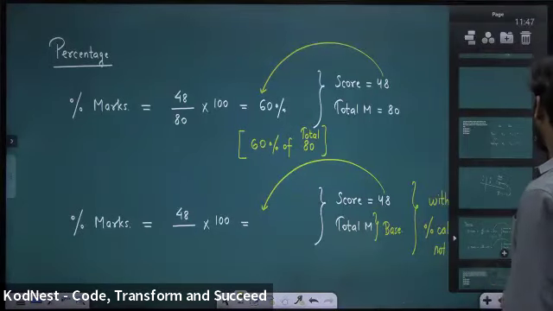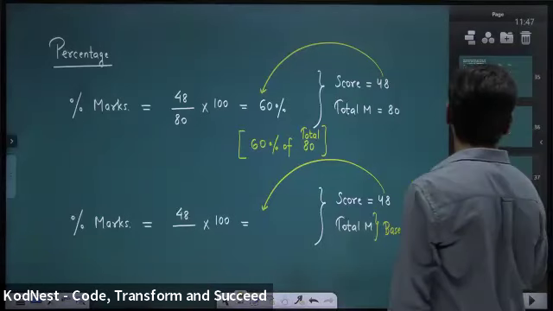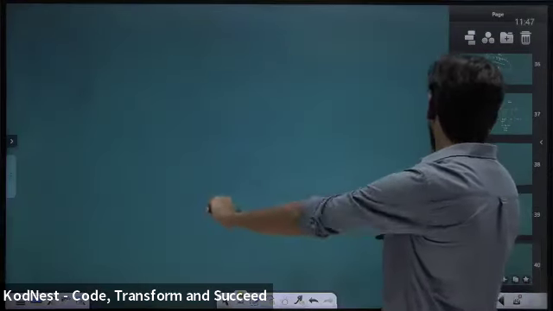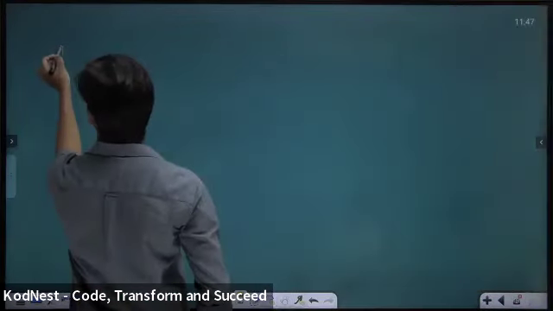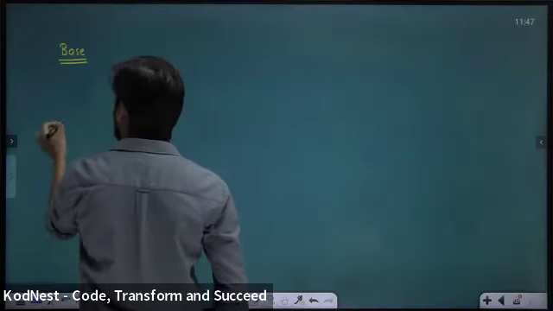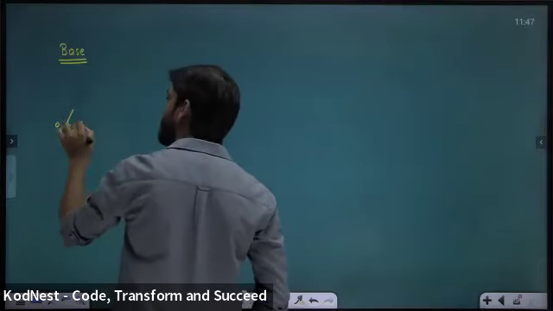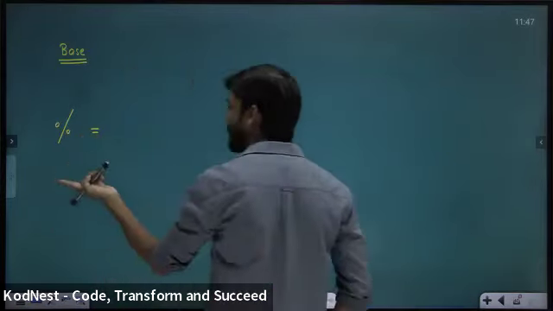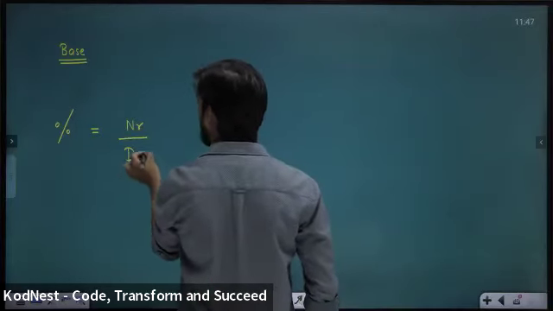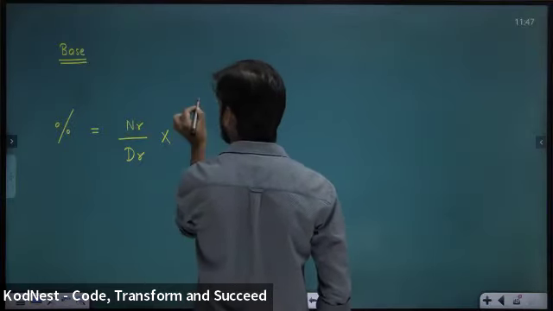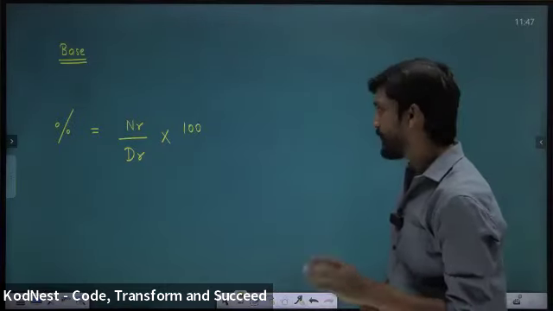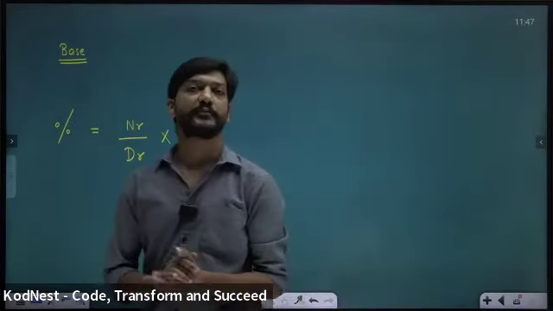All right. Okay. So base is very important. My dear, any percentage will have the same structure. The way you have written percentage marks, it will have the same structure: numerator, denominator into 100. Now numerator is very simple to understand. Denominator also is very simple to understand.